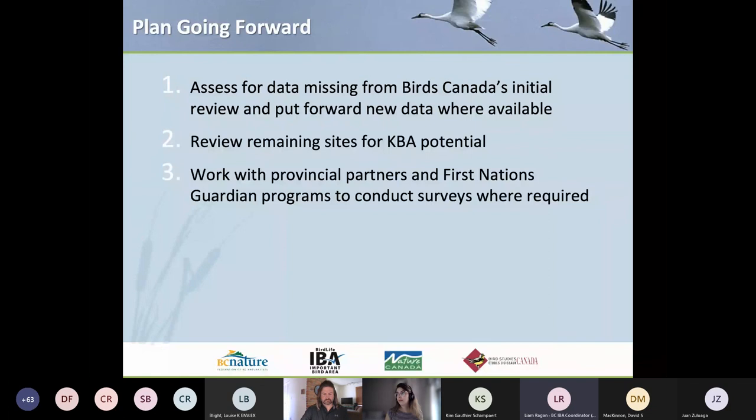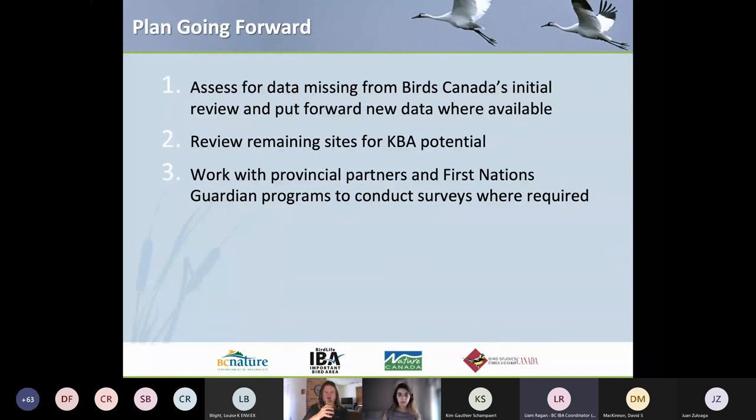We know a number of cases like that where there are either unpublished papers or caretakers who have massive, decades worth of data that hasn't been submitted in formal formats that we'll be using to assess the data deficient and no preliminary qualifying data sites to put forward as KBAs. Once we've done that, we'll be able to determine sites which did qualify, which were excluded from the initial assessment, and sites which still we don't have qualifying data for.